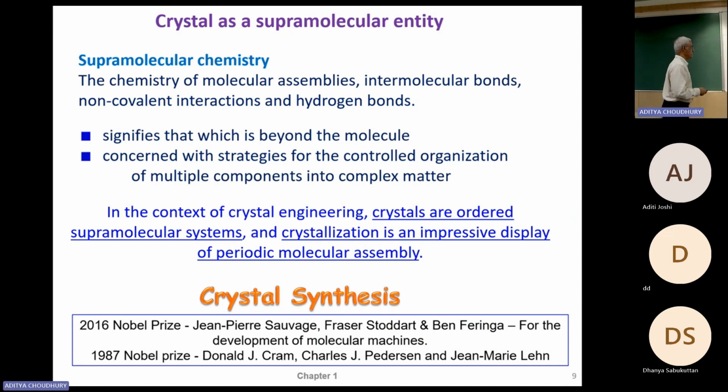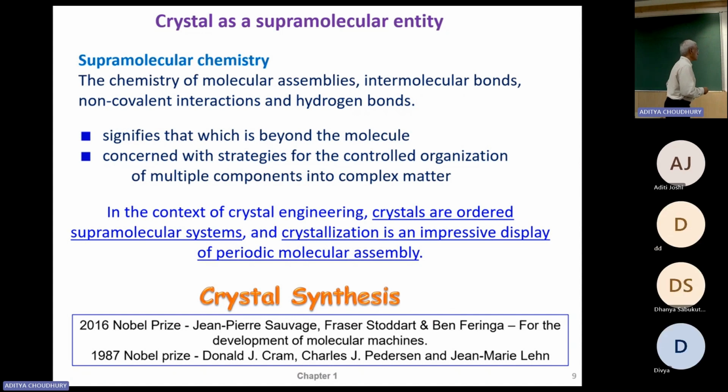So in the context of crystal engineering, because we always talk about supramolecular entities mostly in solution, what Lehn and others talk about is mostly in solution. And in this context, the crystals are considered to be supramolecular systems because all the molecules have got supramolecular interactions. So you can call that an ordered supramolecular interaction. So crystallization is an impressive display of periodic molecular assembly.